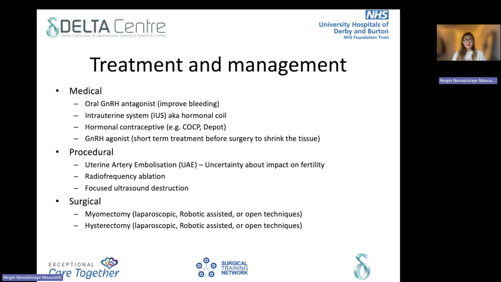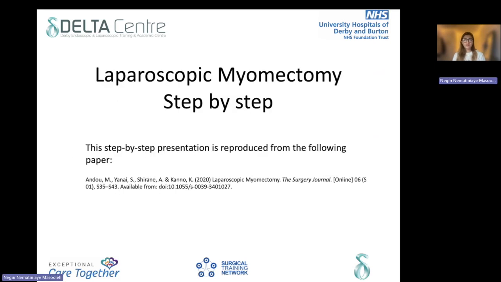Surgical approaches are myomectomy, which we're going to discuss today, which is just removal of those fibroids, or hysterectomy, removal of the uterus as a whole. Obviously, with myomectomy there is a risk of recurrence, which hysterectomy might not have. So now I'm going to talk about the four main steps of a laparoscopic myomectomy.